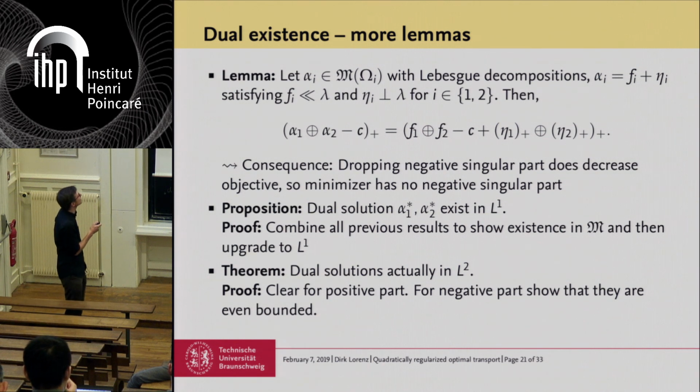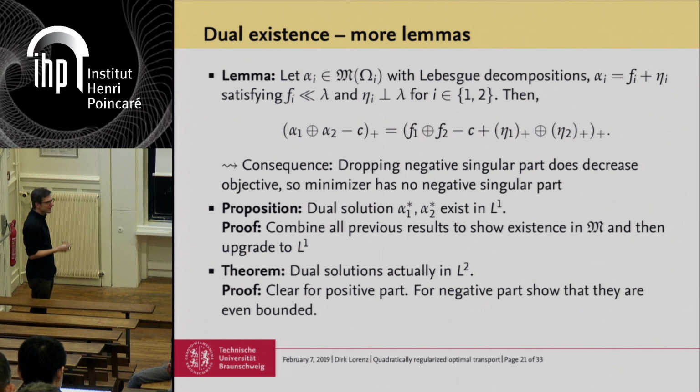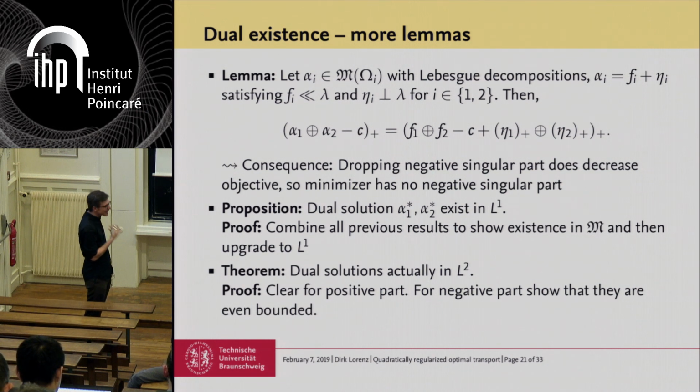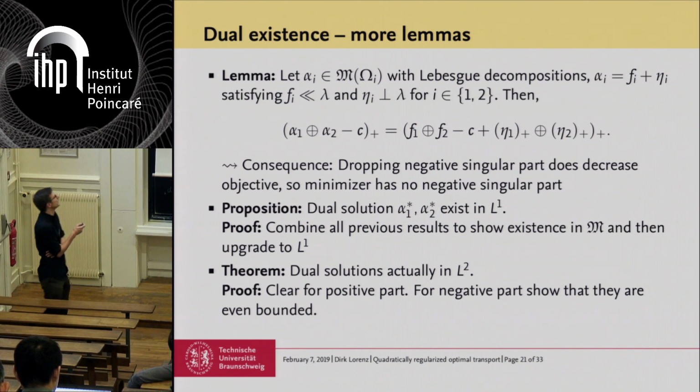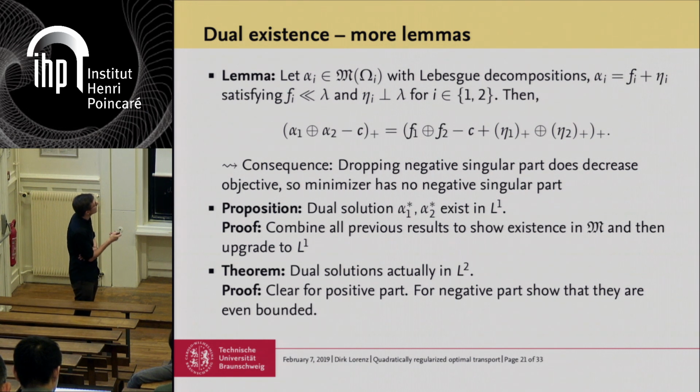What you then can show is, if you take the positive part of this construction, which is a sum of a measure with another measure minus a continuous function, then you don't need the negative parts of the singular parts. You can omit the negative parts of the singular parts and you get the same result over here. If you add them back, you get the same thing by definition. But you can see you don't need them. So the consequence is that dropping the negative parts of the singular parts does indeed decrease the objective function.